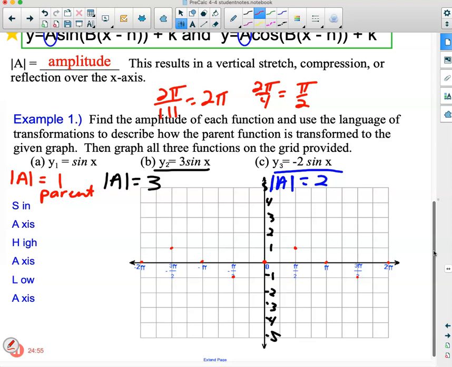And then, like I said, if you don't have colors, maybe make this one dashed or dotted or something like that. But make that nice smooth curve as best you can. And label that y sub 1 equals the sine of x.